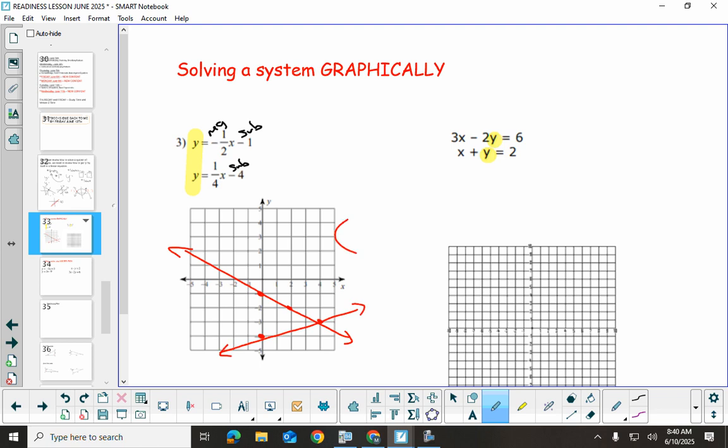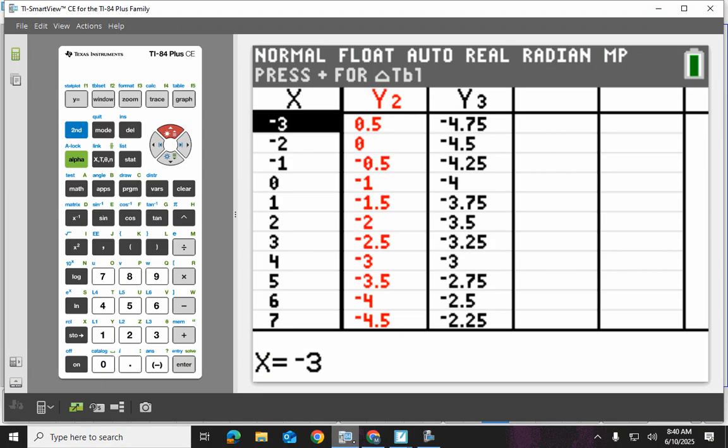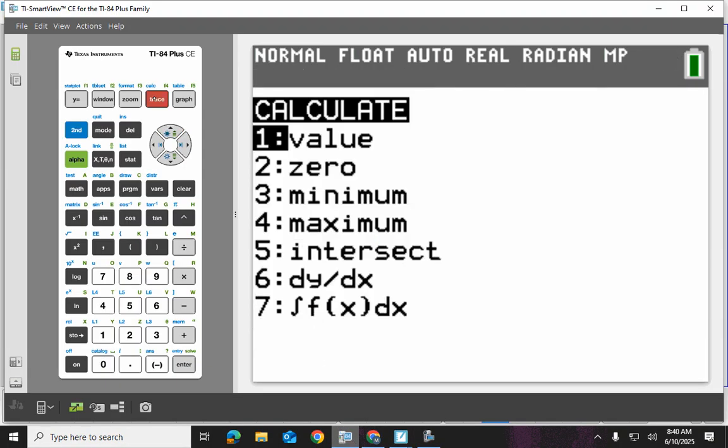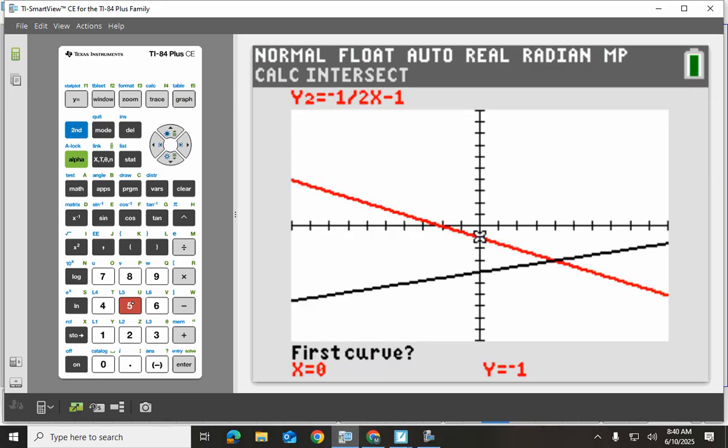And then beside the question, we need to give the intersection point. To find the intersect, you go second trace. Which one do we pick? 5. And then this one's super easy. What do you do? Enter, enter, enter. So 4, -3.